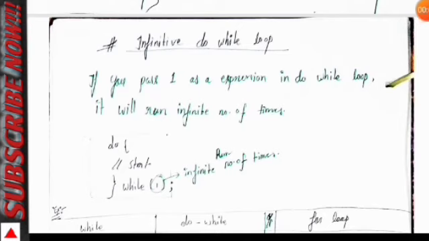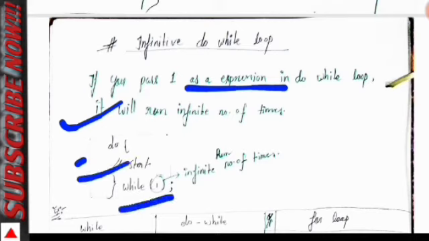Infinite do while loop. If we pass 1 as the expression in a do while loop, it will run an infinite number of times. So here we use the do keyword, then give the statement, and end with while in parentheses containing 1.